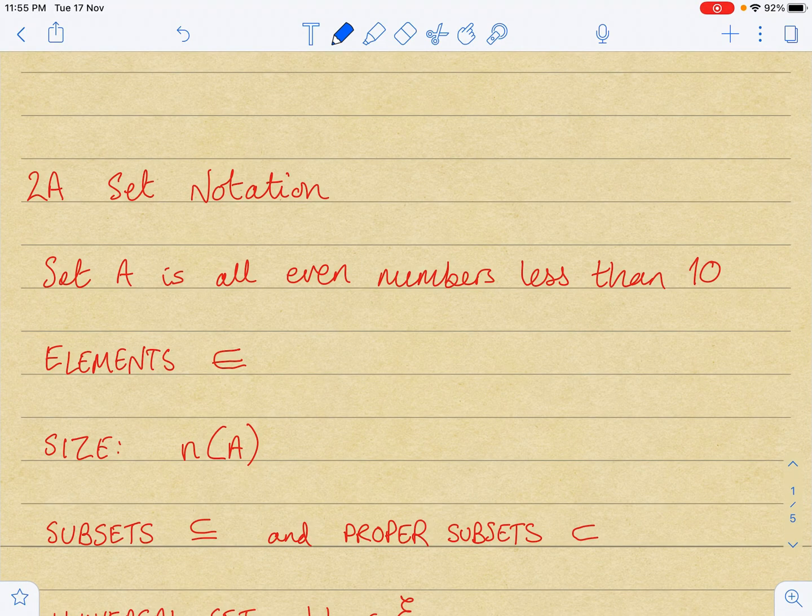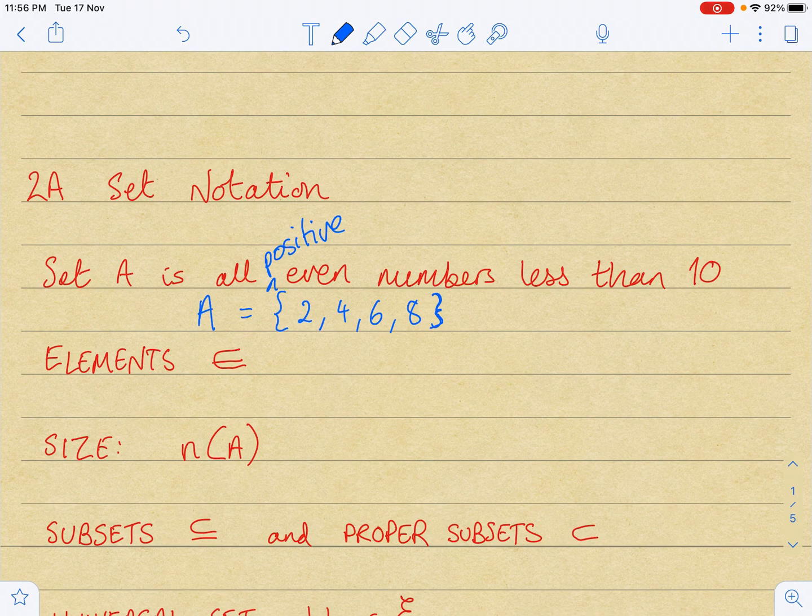So let's say set A is all even numbers less than 10. The way we would indicate that is by saying A equals, and then we use curly brackets for a set. So curly brackets there, even numbers less than 10, well that should be 2, 4, 6, 8. So the key thing to spot here is that we have these curly brackets around a set.